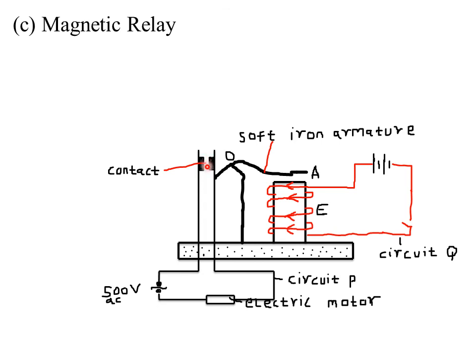When the contact is closed, the circuit P is working, or the current is flowing through it. Then if we want to disconnect our circuit, we just open the switch here. Therefore the current does not flow through E, and E loses the magnetism, because it's an electromagnet. When E loses the magnetism, A will not be attracted to E. So A returns upwards, this other part returns downwards, and the contact again is broken. So that is how a magnetic relay works.